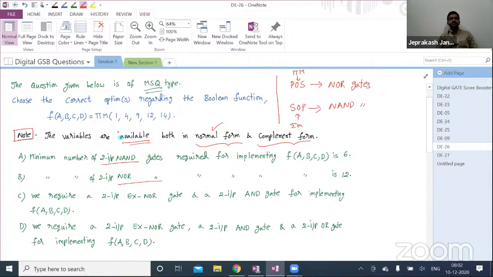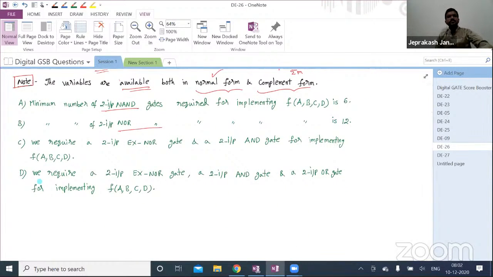Okay. Now the given function is pi capital M. So first let us check how many NOR gates we require. And then we'll convert this function to sigma m, and then we'll do simplification, and you can check how many NAND gates we require, like that. So write the given function f of ABCD. So first we are verifying for option B.